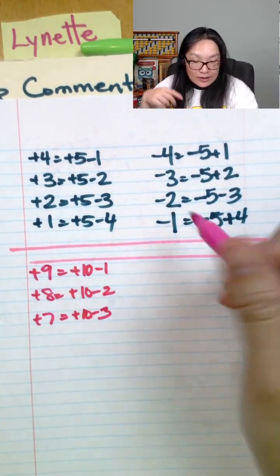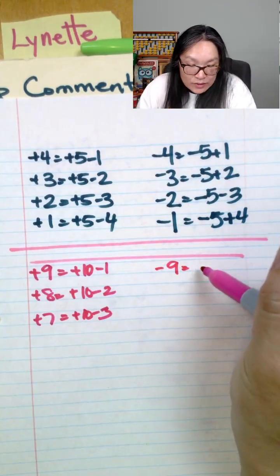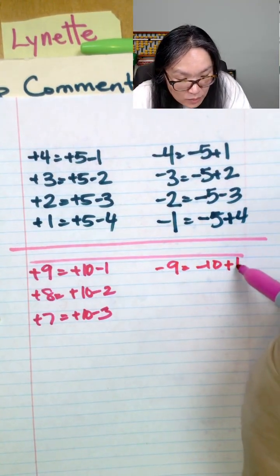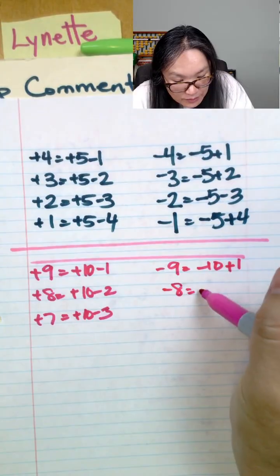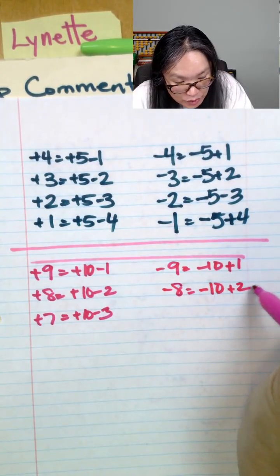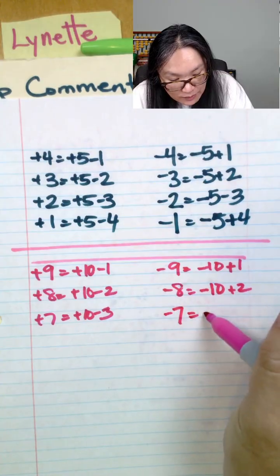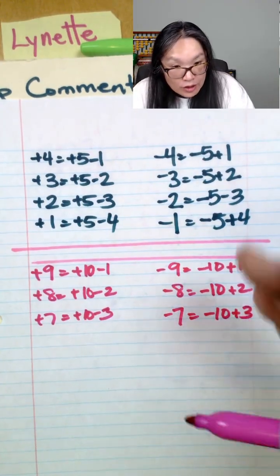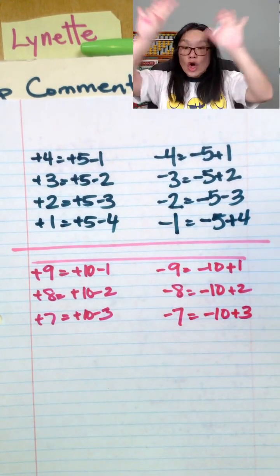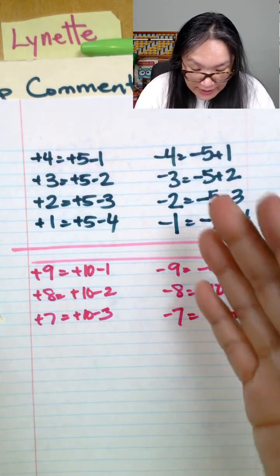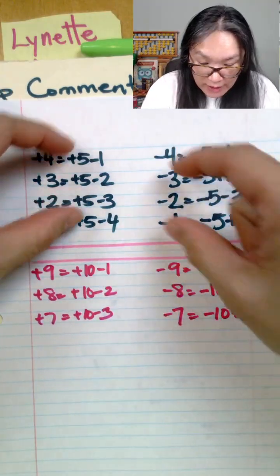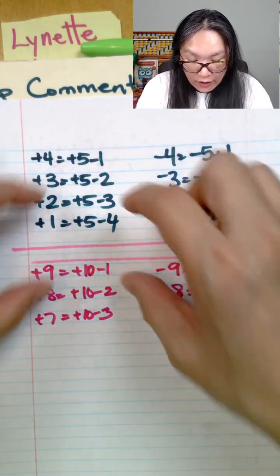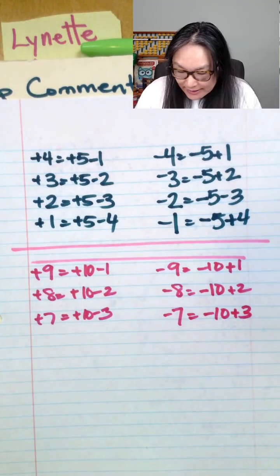And it's the same thing on the other side, right? Minus 9 is equal to minus the 10 plus 1. Minus 8 is equal to minus the 10 plus 2. Minus 7 is equal to minus the 10 plus 3. And you go all the way down. And that's it. That's all you need to know. Now all you have to do is make sure they all fit together.